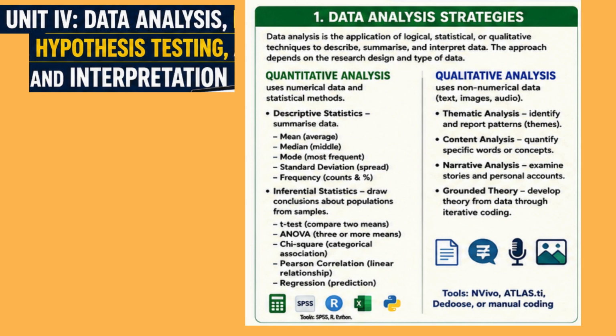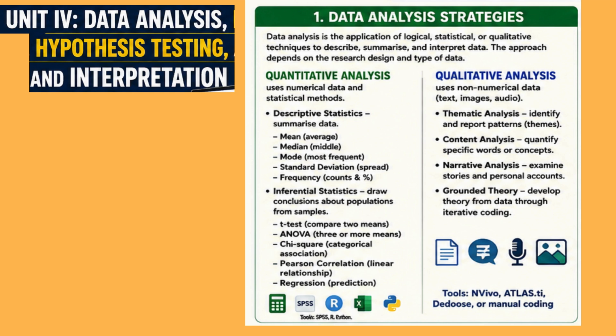Researchers also use measures such as standard deviation to understand the spread or variability of data, and frequency distributions to report counts and percentages. Inferential statistics go beyond description and allow researchers to make conclusions about a population based on sample data. For example, a t-test is used to compare the means of two groups, while analysis of variance, ANOVA, compares three or more groups. Chi-square tests examine relationships between categorical variables. Pearson correlation measures the strength and direction of relationships between continuous variables, and regression analysis is used to predict outcomes based on one or more predictor variables.